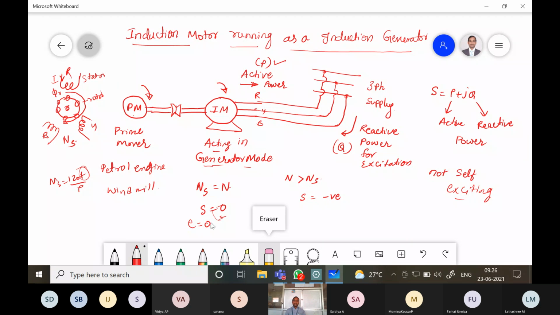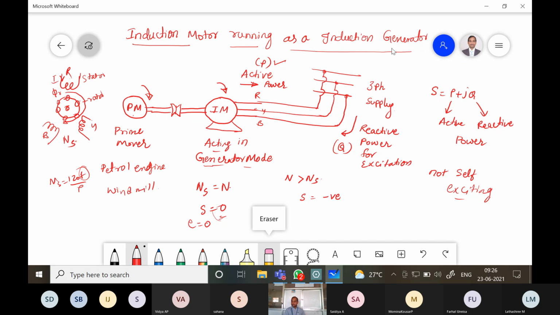So when EMF is to be induced, the slip will become negative. Then we will get the EMF induced in the generator. Under the standstill condition and also under the Ns is equal to N condition, the slip will become 0. Then when slip is negative, power will be delivered from the rotor. That is called generating mode. This is called the induction motor running as an induction generator.